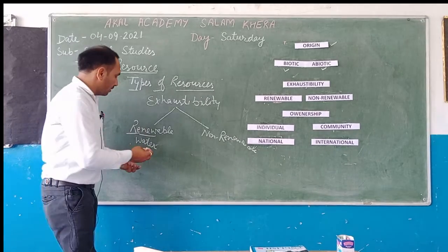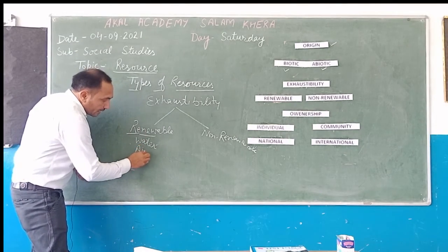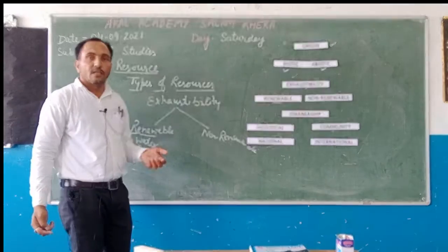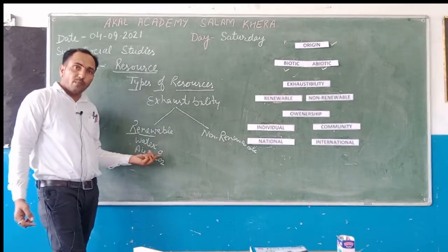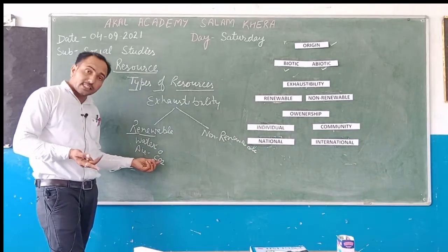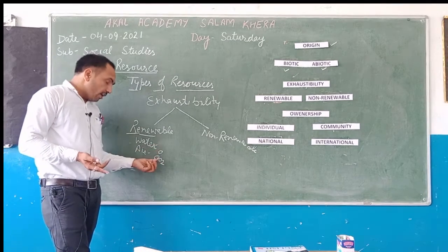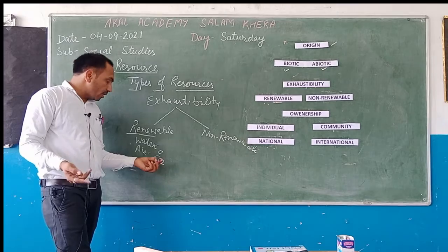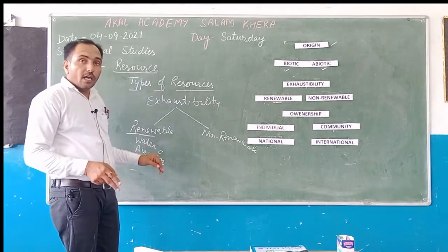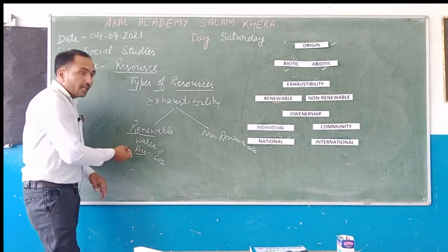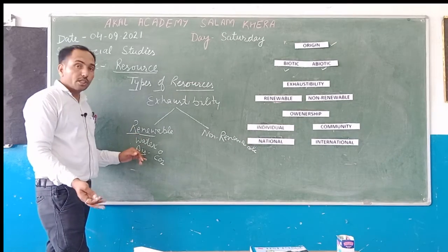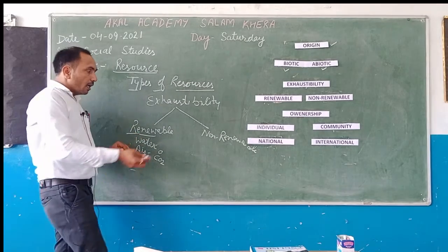Air. In the air, there are two major gases, oxygen and carbon dioxide. We humans use oxygen, plants use carbon dioxide. We produce carbon dioxide, and animals and plants produce oxygen. So like that, there is a balance between oxygen and carbon dioxide in the air. These renew themselves. These are counted under the renewable resources.